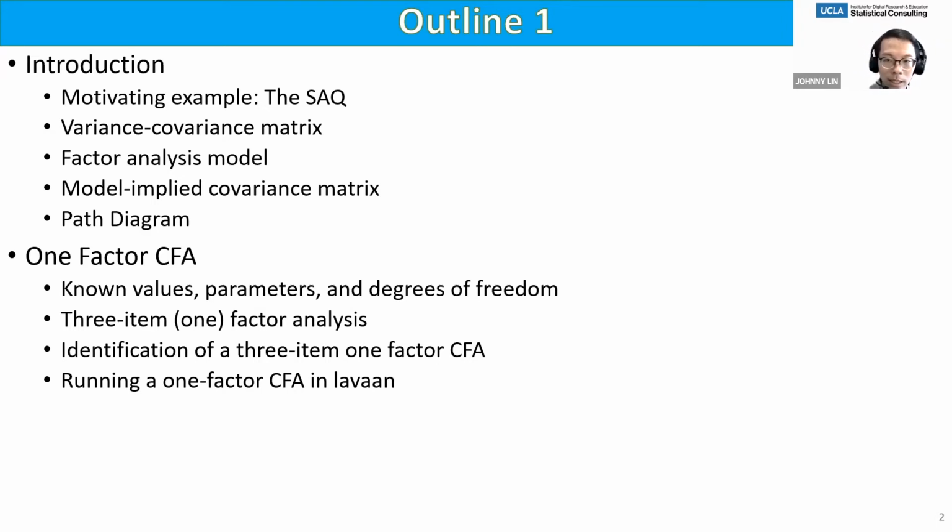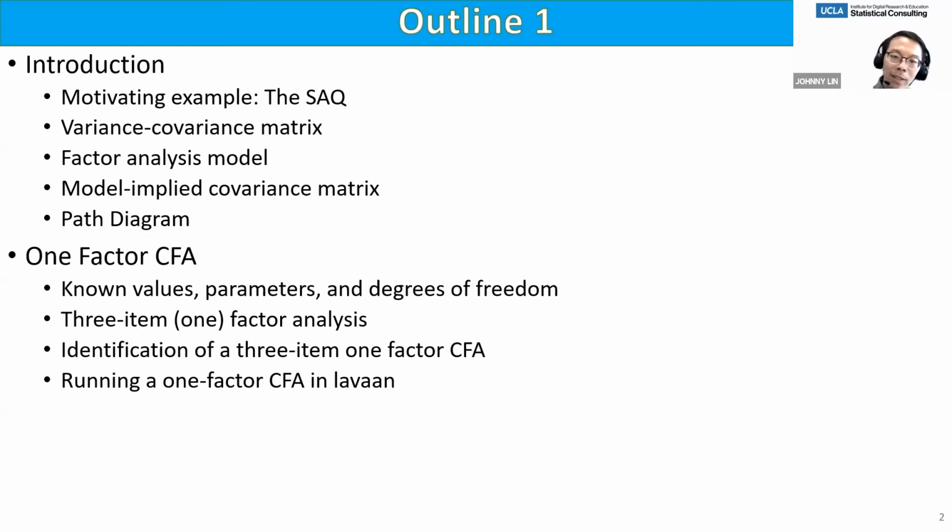And if matrices are scary and unfamiliar, a path diagram is going to help you because it's a way to visualize that. In terms of getting straight into the CFA, you do have to understand what parameters are, what free parameters are, and what degrees of freedom are. It's a little technical, but bear with me because it really helps you to understand the concept of identification in CFA, which is important.